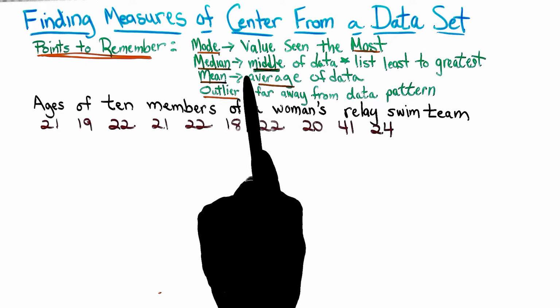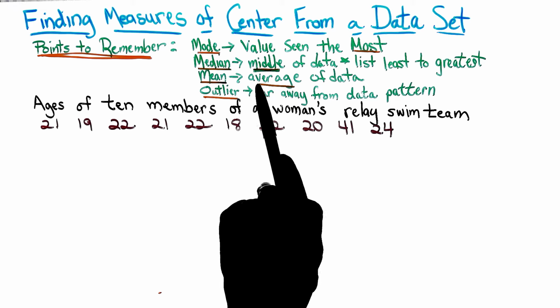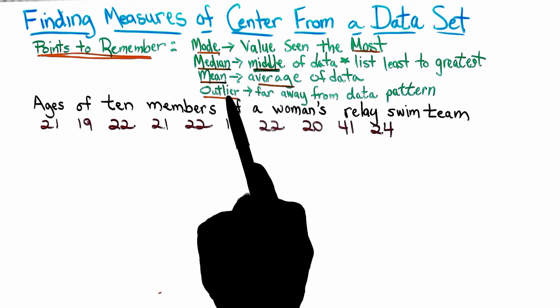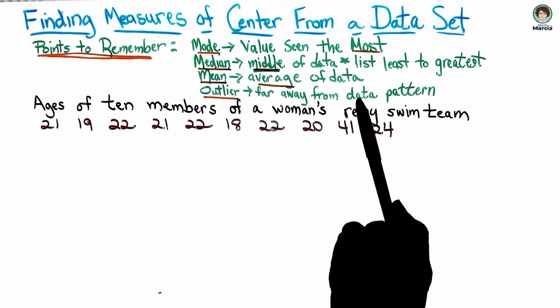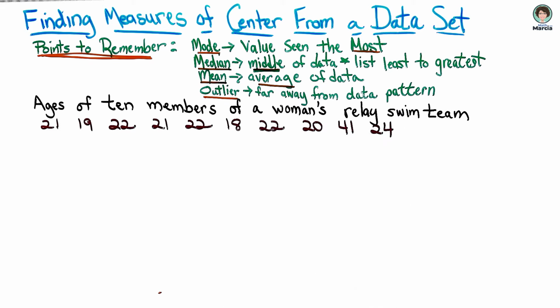The mean is going to give us the average age of the swimmers. And then we're going to look to see, are there any outliers, anything far away from the data pattern that we see? So let's start by putting these in numerical order.